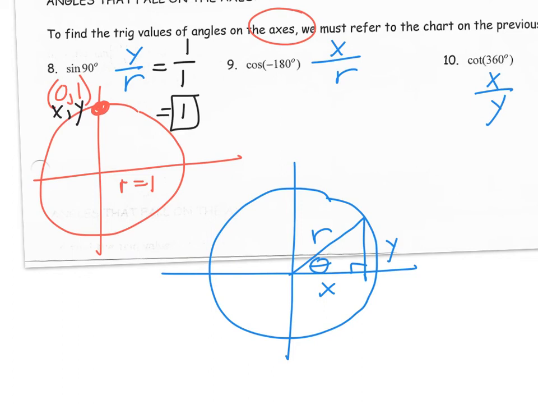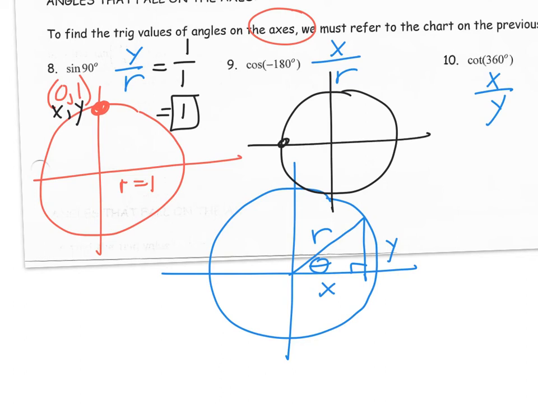All right, I'll try number 9, then I'll have you guys try number 10 on your own. Negative 180 would be here, and on a unit circle, the point would be negative 1, 0. And again, radius 1. So now I know cosine is x over r, so I can say negative 1 over 1, or just negative 1. All right, you try number 10.